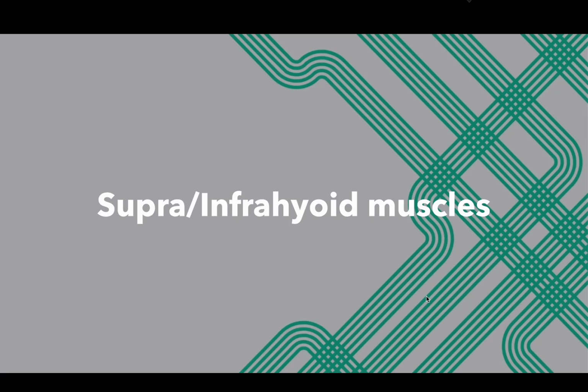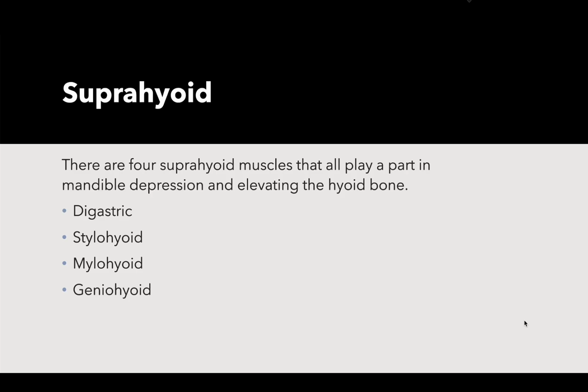This video will be all about the supra and infrahyoid muscles. There are 4 suprahyoid muscles that all help in mandible depression and elevating the hyoid bone. There's the digastric, stylohyoid, mylohyoid, and the geniohyoid.